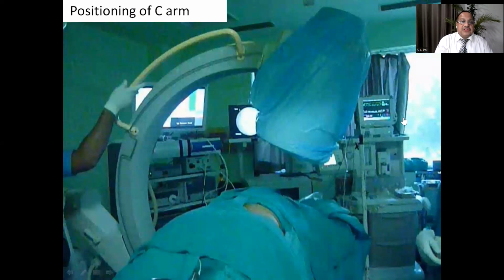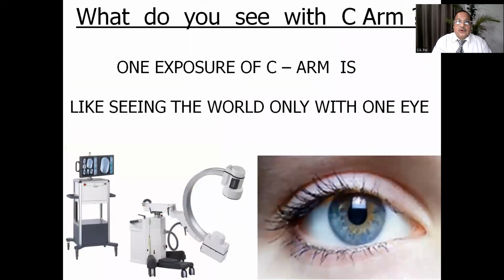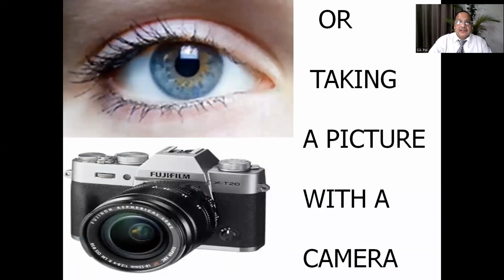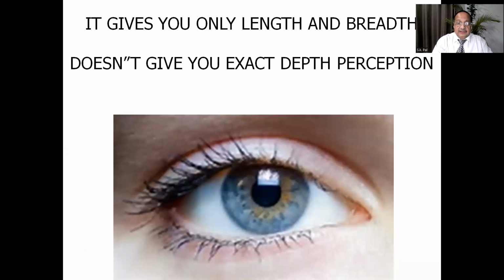So you have positioned the C-arm in this way with the 30° tilt. Now what do you see with the C-arm? One exposure of the C-arm is like seeing the world only with one eye. One eye is not sufficient. It is like taking a picture with a camera, and a camera doesn't show everything.